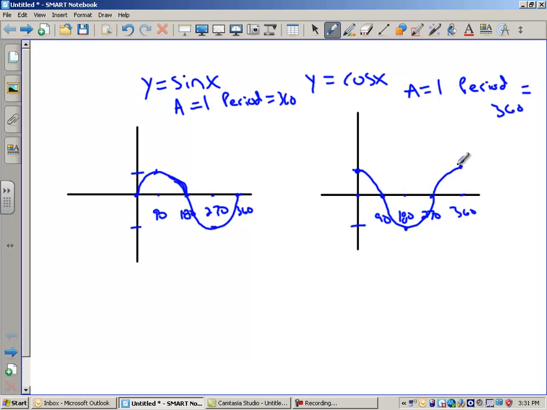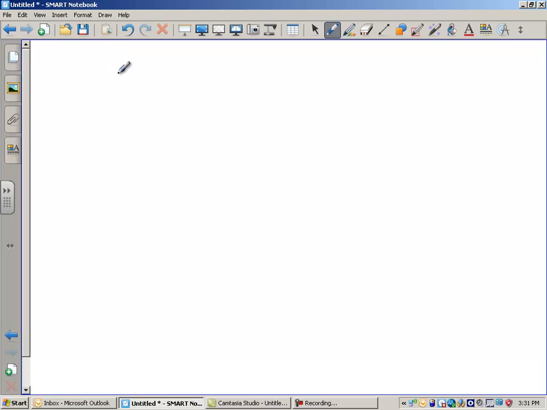I'm going to throw in some more terminology. The horizontal middle of the graph is called the sinusoidal axis. Sinusoidal axis, the middle of the graph. All right, so let's just go forward and graph a couple of things. Let's do 3 plus sine of x.